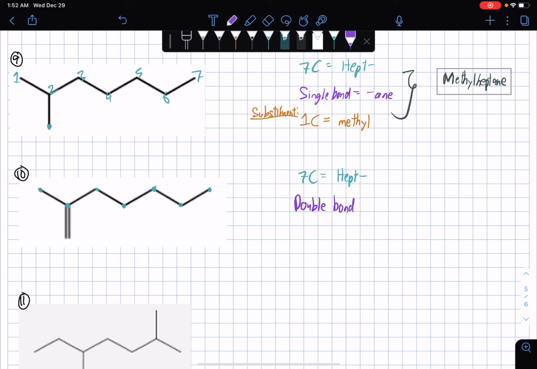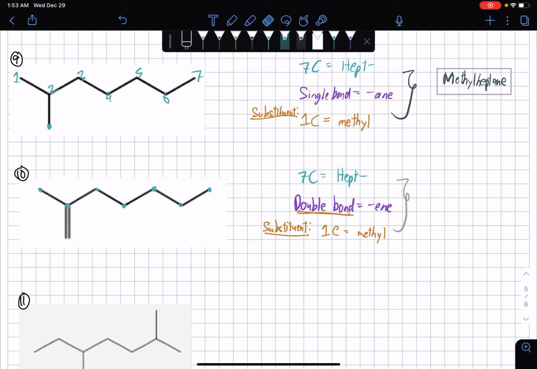So we have the suffix ene. Now, for the substituent, I'll just underline the double bond with a brown underline, since we get the bond from the substituent. If not for the double bond in the substituent, this entire structure could have been a single bond. But that's not the case right now. So let's focus on what's the case right now. Substituent, we have one carbon. We still have one carbon, which is methyl.